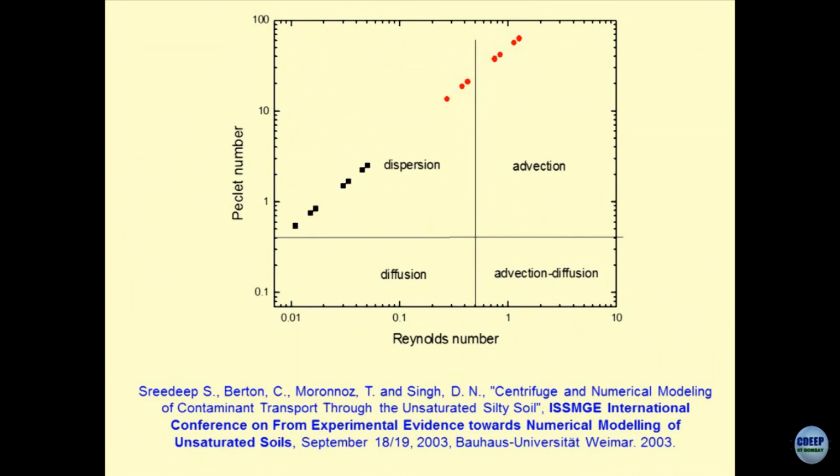We did some experiments in centrifuge and numerical modeling, and what we could show is that the type of soils we normally get follow advective dispersive phenomena. It was very difficult for us to create samples where diffusive and advective diffusive contaminant transport could be created in the laboratory. Why? Because reconstituting the samples for a given soil where the Reynolds number and Peclet number would be less than 0.4 is going to be difficult.